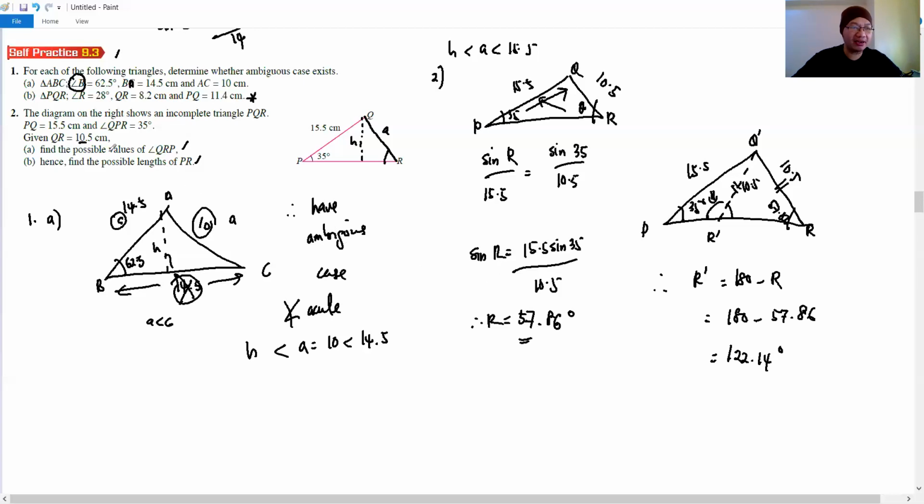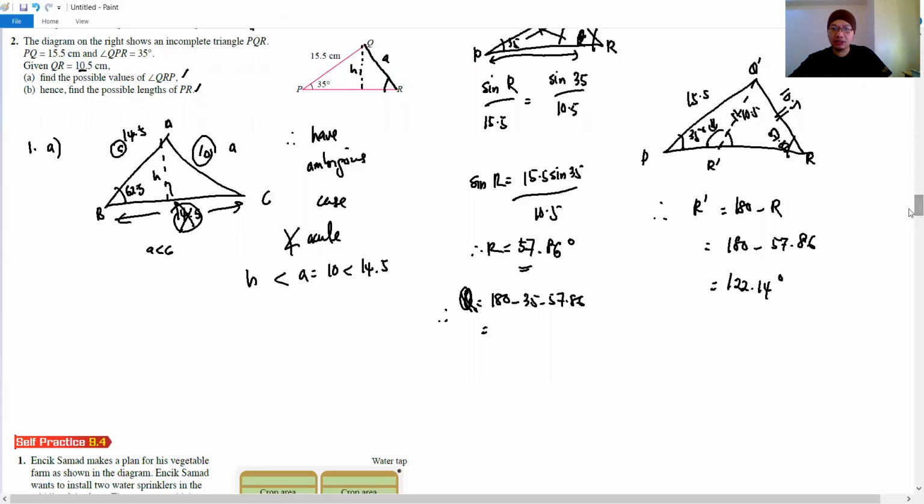Second, find the possible values of length for PR. Where's your PR? Here. This is your PR, the first PR here. To find the length of PR, the partner is this angle, right? Q. So since you already obtained the value of R here, therefore your Q angle should be 180 minus 35 minus R, 57.86.